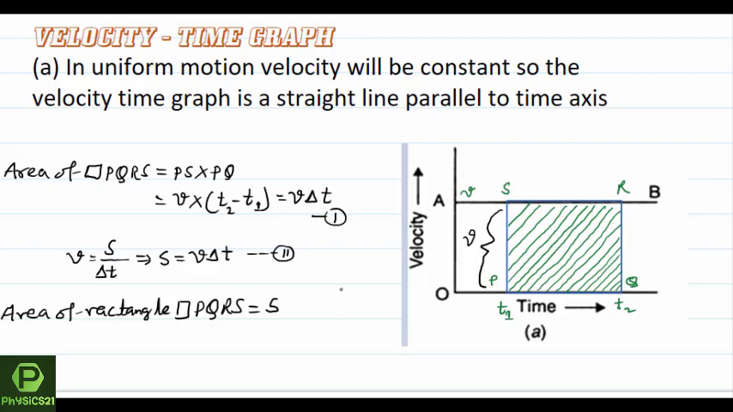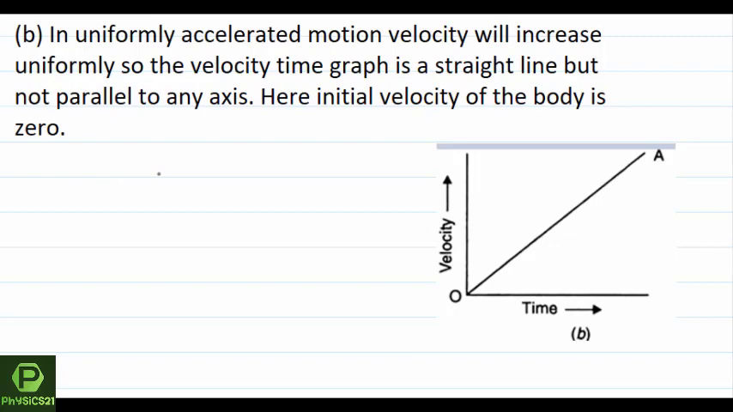displacement of the body. In the second case, we will plot the velocity time graph for a body in uniformly accelerated motion. So it will be according to the given graph. This is also a straight line but not parallel to any axis. Remember, in this graph the body will start from rest, so its initial velocity will be 0, so the graph will start from the origin.